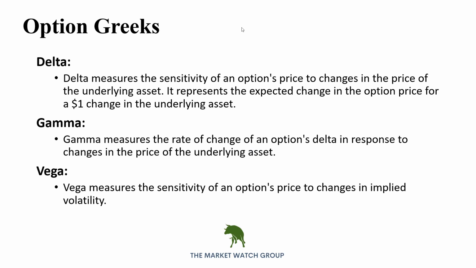So delta measures the sensitivity of an option's price to changes in the underlying asset. It represents an expected change in the option based on a $1 move in the stock. So if I have a delta of 0.5, that means that if the stock goes up $1, my option goes up 50 cents. That's it. That's all it means. Delta, and this is true for all of these, the Greeks do not measure quality. They measure behavior, not quality. A delta of 0.8 is not better than a delta of 0.5. It is bigger, but it's not better, right?